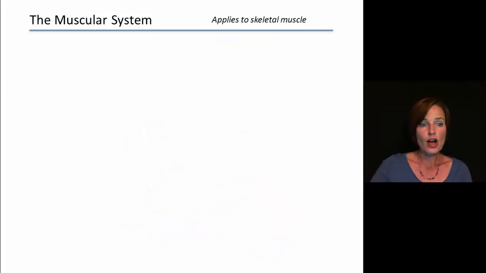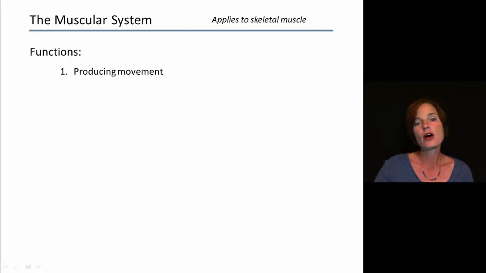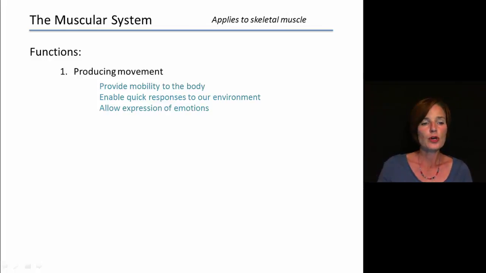Now, if we talk about the overall muscular system, this is something that's going to apply specifically to the skeletal muscle. So we're now going to shift our focus to talking just about the skeletal muscle. The functions of the muscular system are first off to produce movement. So this is going to help us to move. It will provide mobility to our bodies, and it's also going to enable quick responses to different things that happen in our environment. Also, it allows for expression of emotions because we have a lot of facial muscles that contribute to those facial expressions that we get.